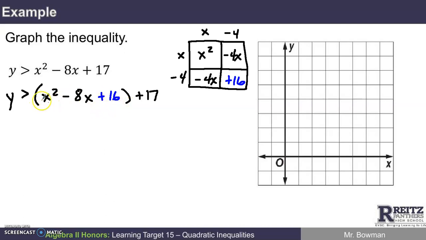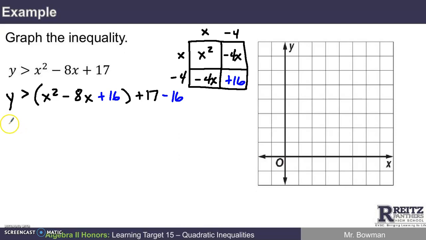Now, just like we did in some of the work in Learning Target 14, I don't really want to think about adding 16 to this side. I really want to think about undoing what I've done here. So if I added 16 on the right side of my inequality, to keep that inequality valid, I should also subtract 16. This and this should undo each other. So I've completed the square.